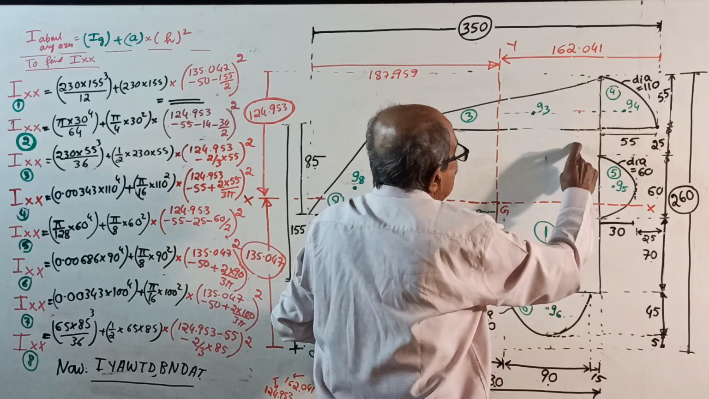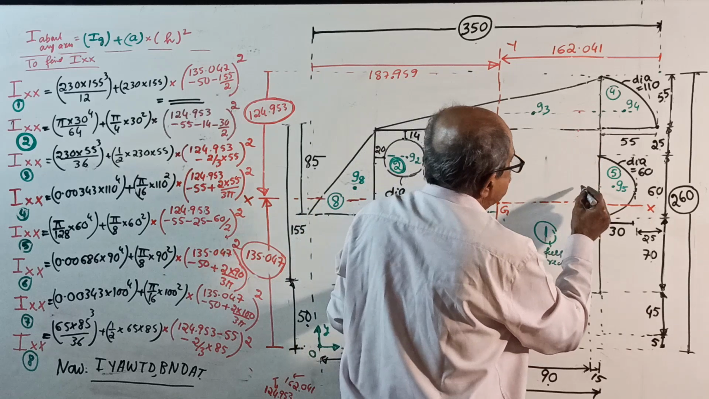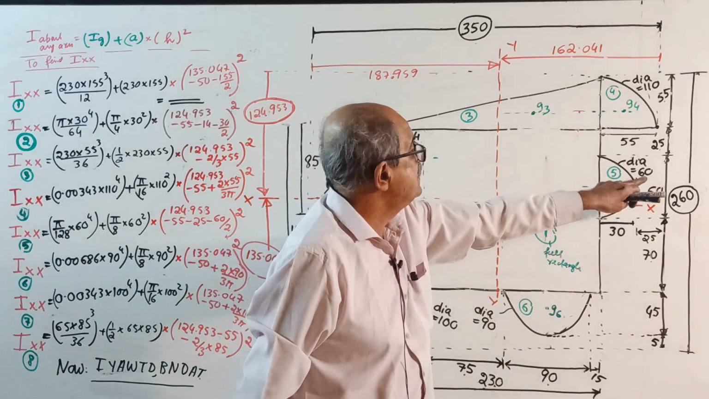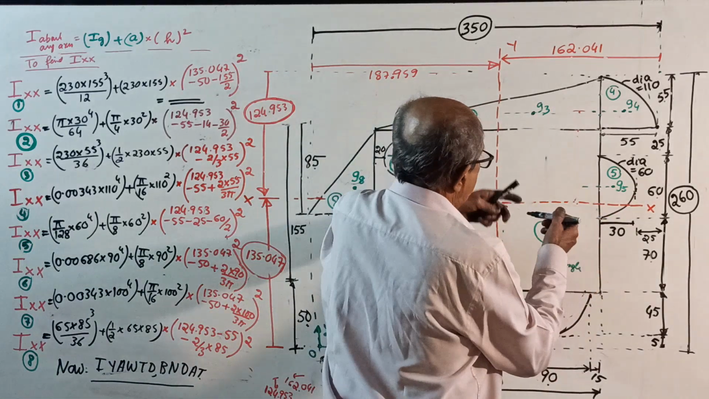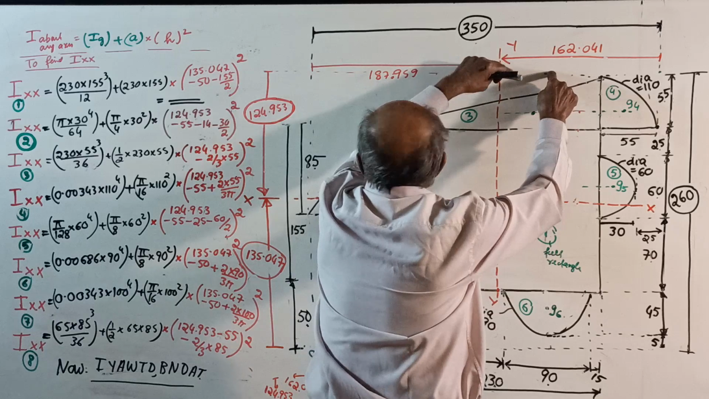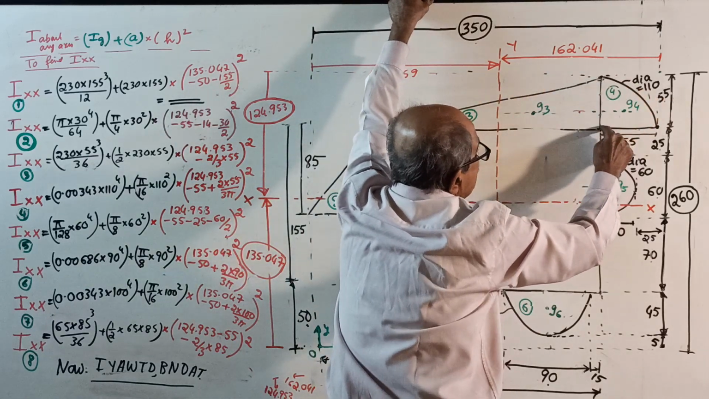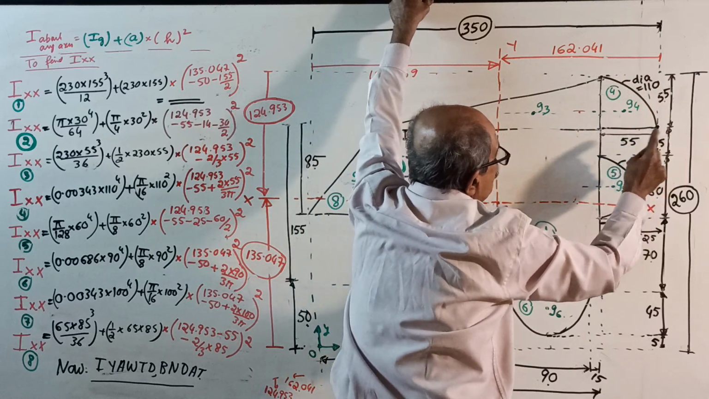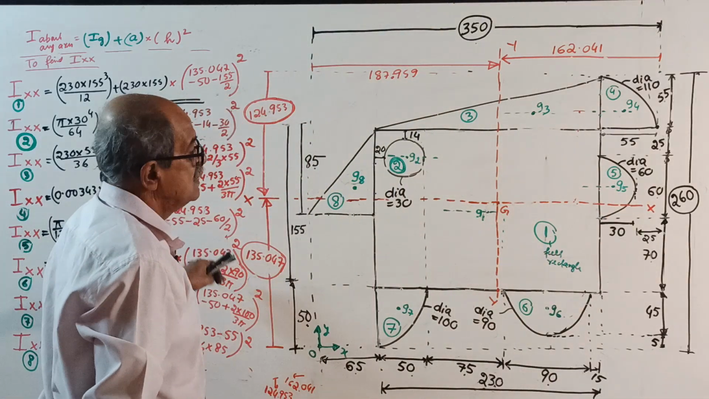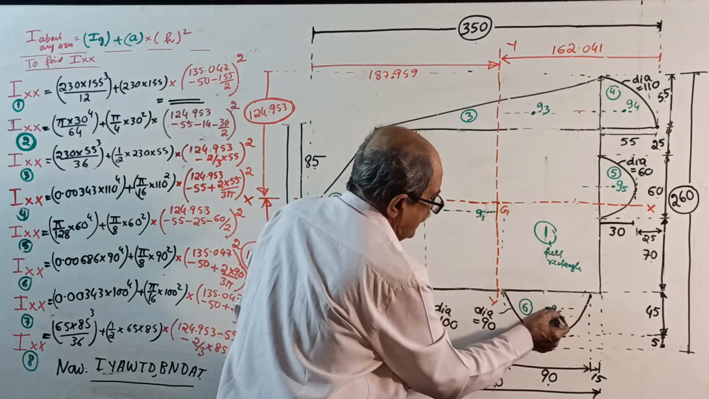Fifth one. I'll remove it now. I about its own centroidal axis, with the symmetry axis: π/128 of 60^4 plus area into, see, this distance squared, which is the full distance of 124.953 minus 55 minus 25 minus half of 60, whole square. Fifth one done.